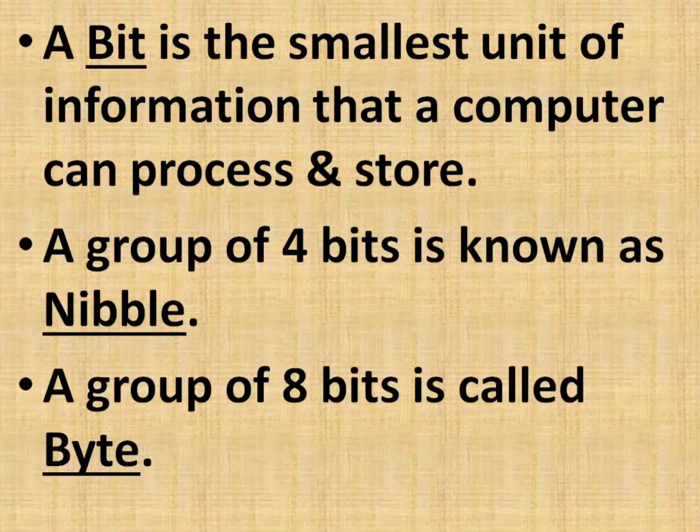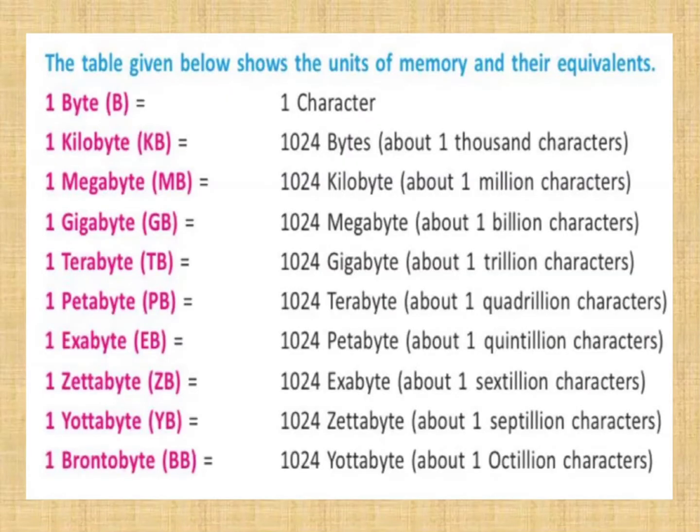A group of 4 bits is known as a nibble. A group of 8 bits is called a byte. Now further there is a table that shows the units of memory and their equivalents. So you all please look carefully at the table and try to learn the units. Just say 1 byte is equal to 1 character, 1 kilobyte is equal to 1024 bytes, 1 megabyte is equal to 1024 kilobytes and so on.